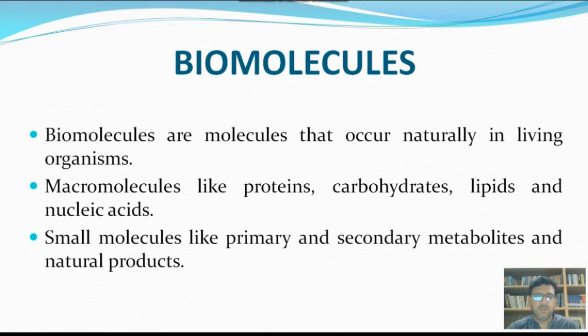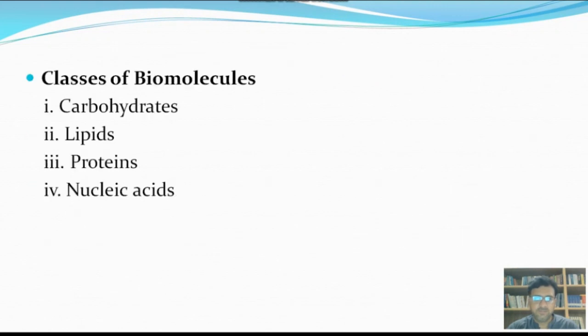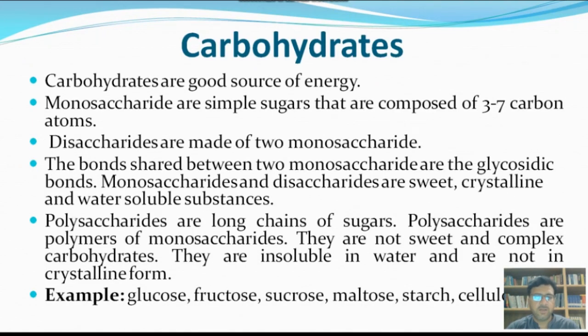Biomolecules are molecules that occur naturally in living organisms: macromolecules like proteins, carbohydrates, lipids, and nucleic acids, and small molecules like primary and secondary metabolites. Classes of biomolecules: carbohydrates, lipids, proteins, nucleic acids. Number 1, carbohydrates. They are a good source of energy.